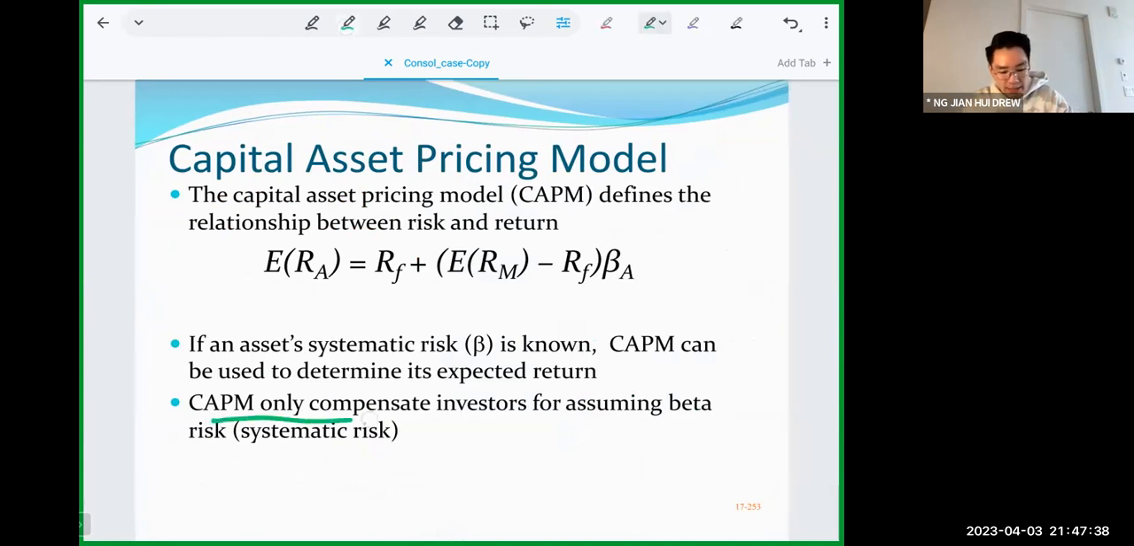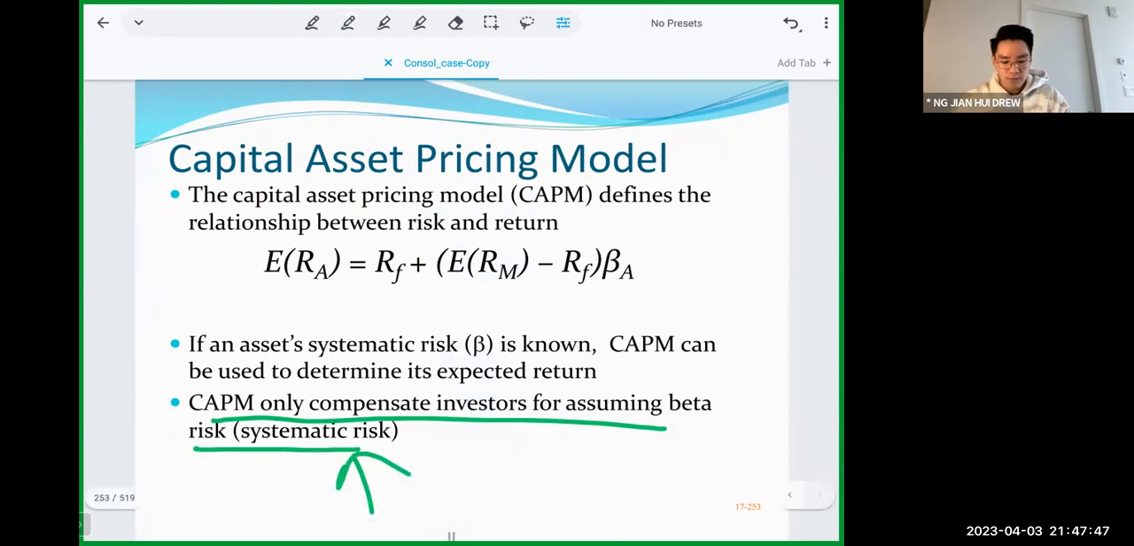So this is highlighted here again. The CAPM model compensates the investor for assuming beta risk, only the systematic, because we are assuming a fully diversified portfolio.